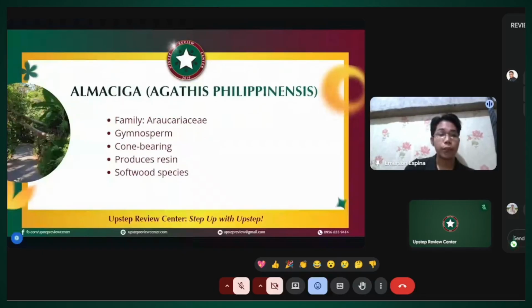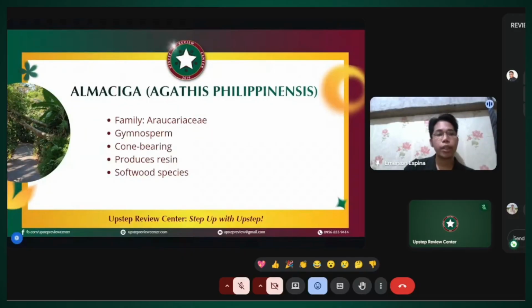Then moving forward, for our last focus species, we have Almaciga, also known as Agathis philippinensis. It came from the family Araucariaceae, and it's a gymnosperm. A key characteristic to consider: since it's a gymnosperm, it's cone bearing as well, and it produces resin, and it's the commonly known commercial resin source here in the Philippines. So whenever you hear clue words like cone, resin, and gymnosperm, think of Almaciga automatically.